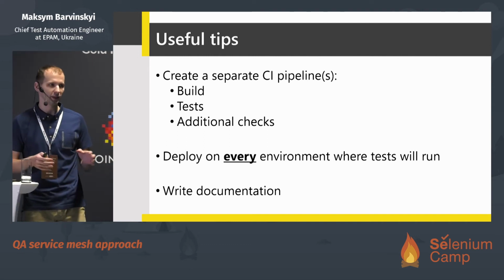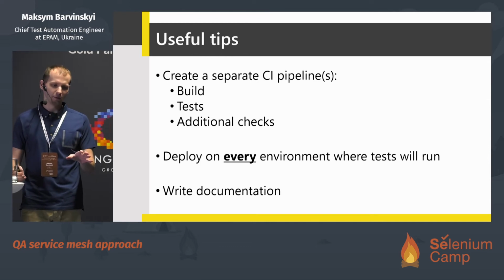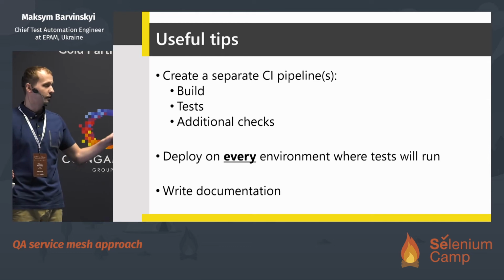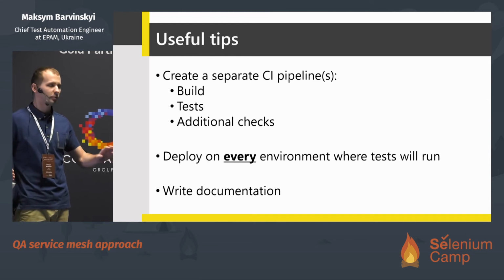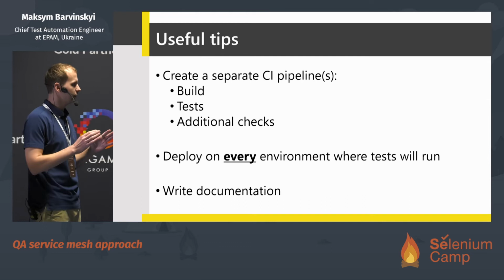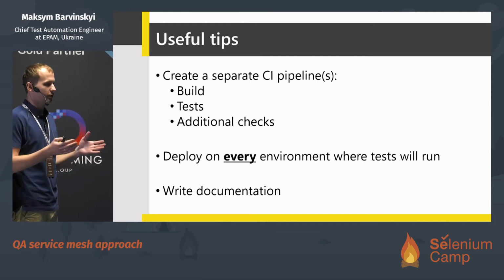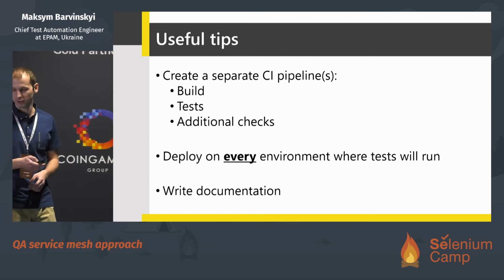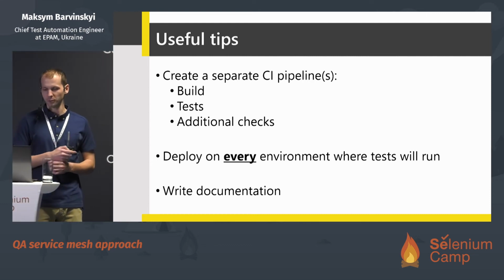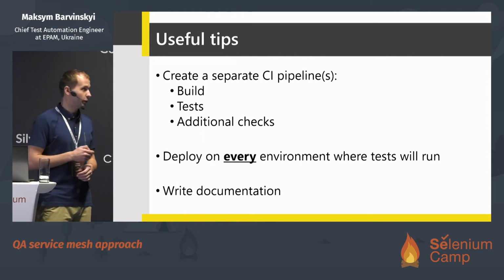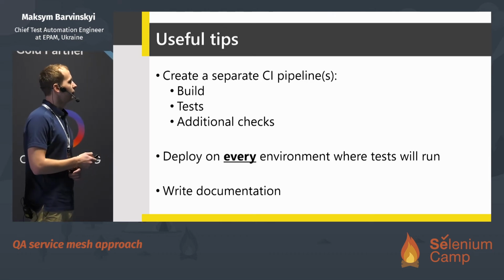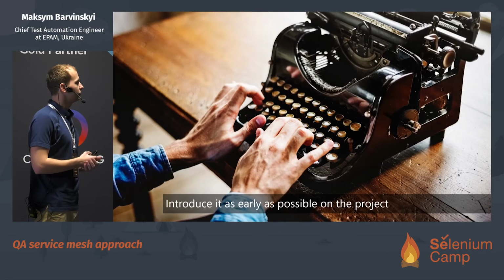Don't think that, okay, I'm not going to run a test that uses QA web service on that environment, I won't deploy it there. Just include it in some general deployment infrastructure using Ansible, and you'll be done. You won't be worried about stuff like that. Don't forget to write documentation. It will help newcomers to know what it is.